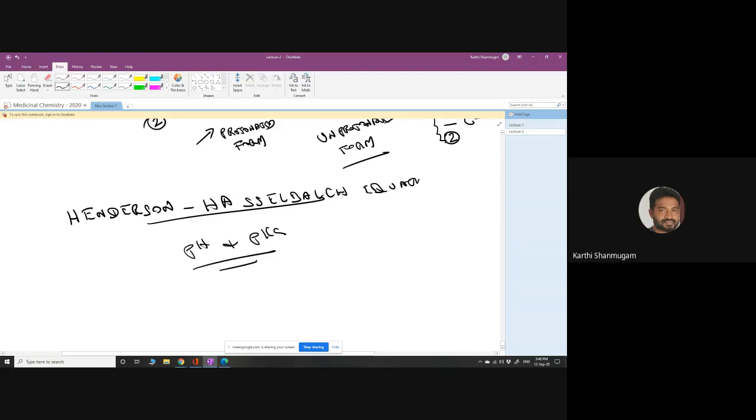So far we discussed a lot of examples for pH and pKa. pH and pKa are going to decide whether the molecule should be in its ionized form or in its non-ionized or neutral form, right? So the equation that relates pH and pKa is the Henderson-Hasselbalch equation. What we are going to do is derive the equation. It's very simple.